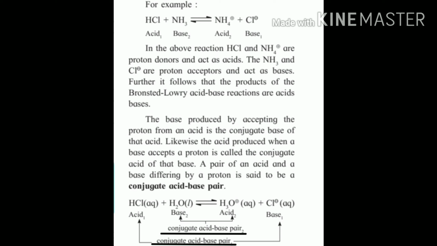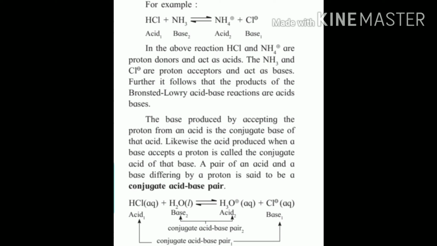Now if you look down here, there is one more example where acid is HCl and base is water, that is H2O. So the acid's H plus proton will be donated to the base, so you will be left with H3O plus, and then since the proton has been donated, only Cl minus will be left. Here you can see acid 1 and base 1 is one conjugate acid base pair, and the next, acid 2 and base 2, is the other conjugate acid base pair.